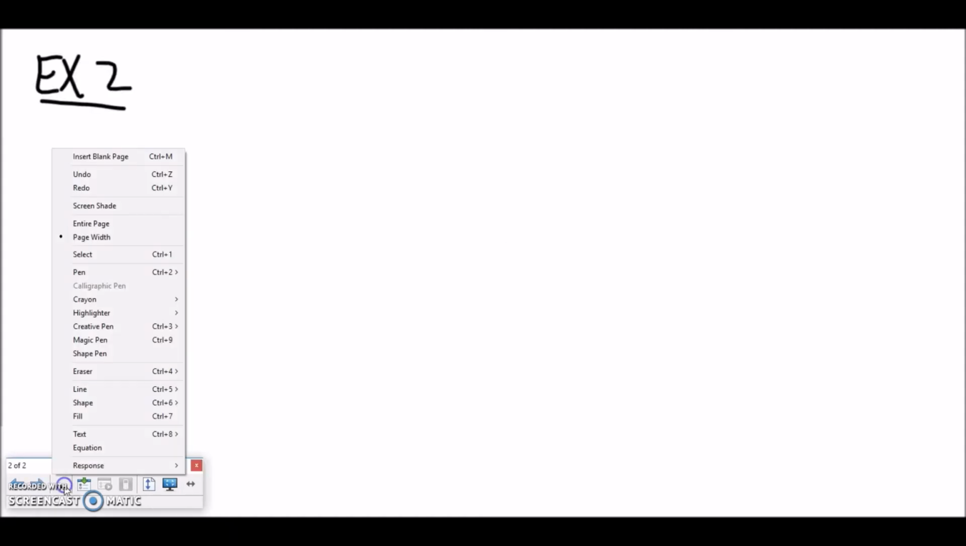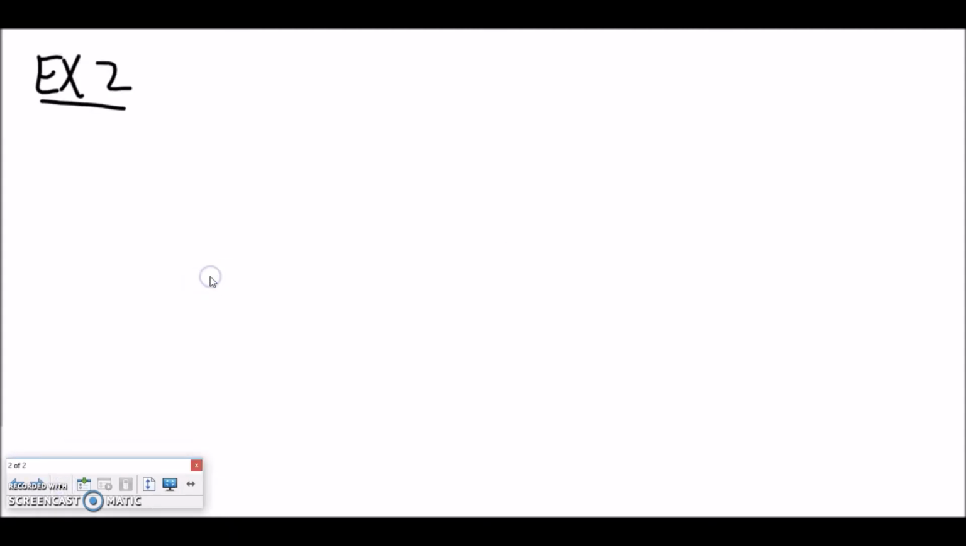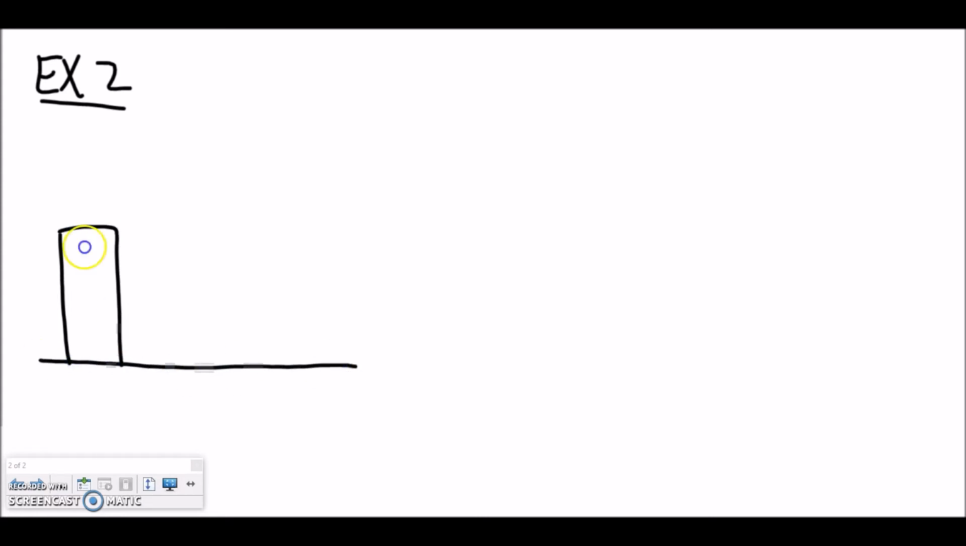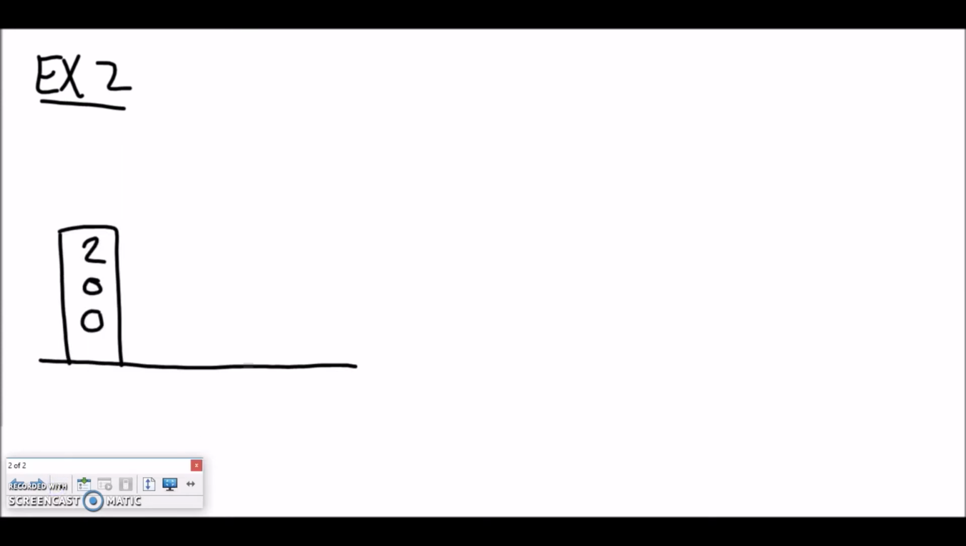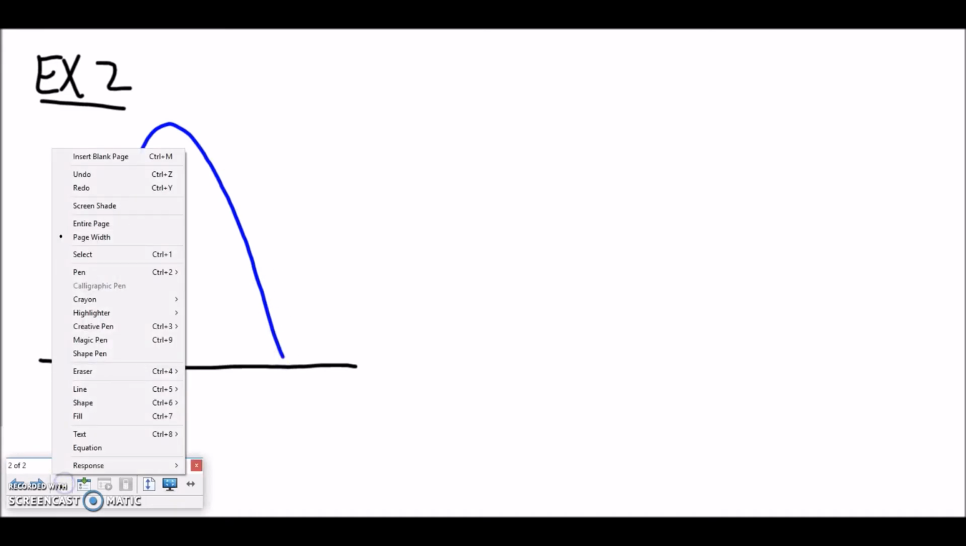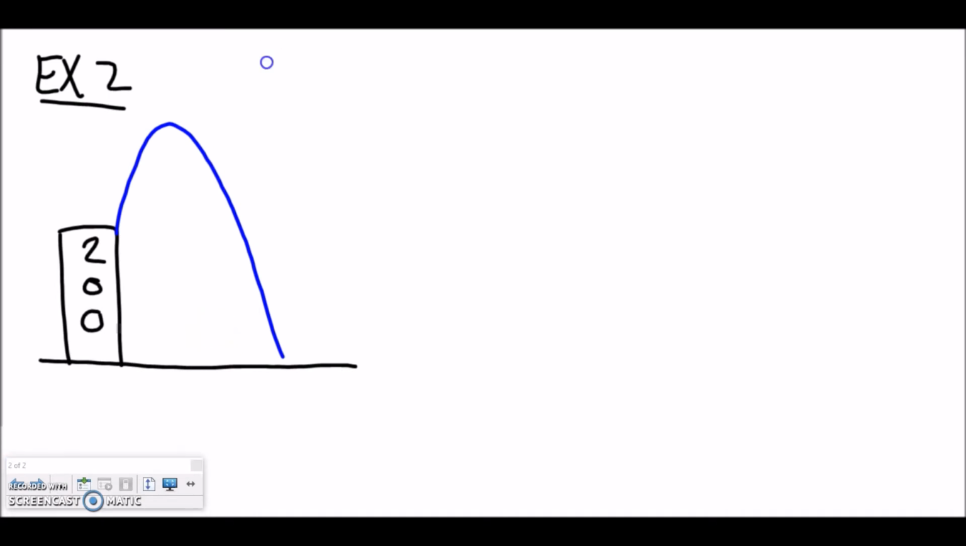Let's try another one. Example 2. We're going to throw a ball off of a building, and that building is 200 feet high. And the ball will go something like this. And the initial velocity, the upward velocity, is 96 feet per second.